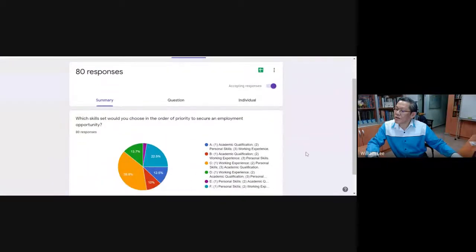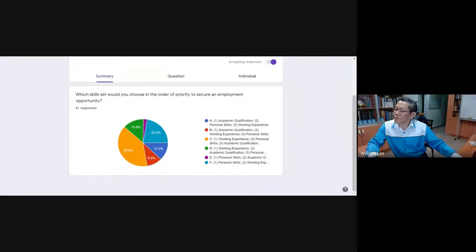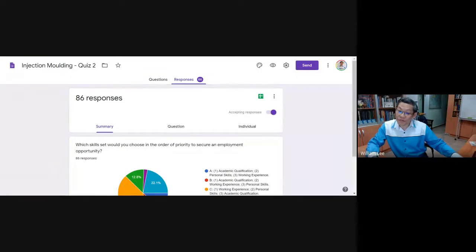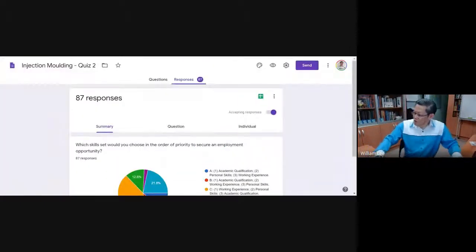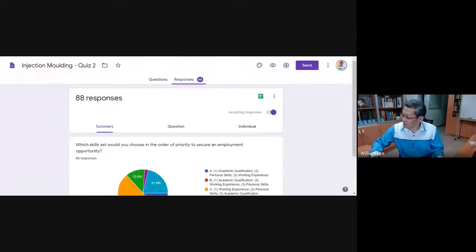Look at the trend now. It seems like a lot of people prefer C. The majority of you prefer C, and some believe the second one, B. Okay, so I can see the trend now. It looks like you prefer C. Work experience is ranked number 1. All right, that's fair enough.